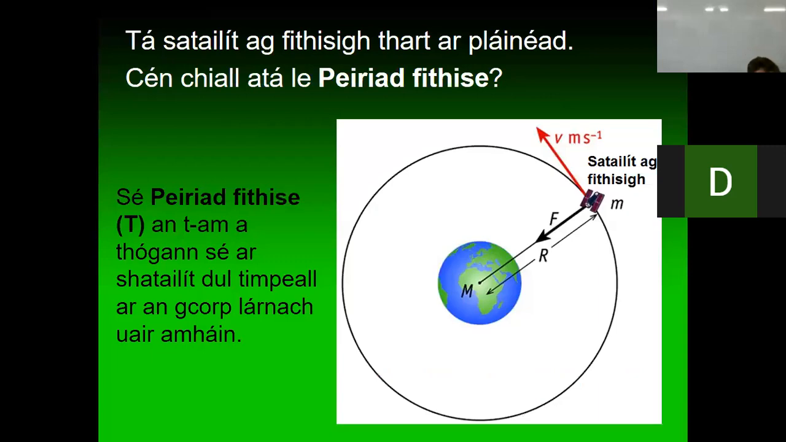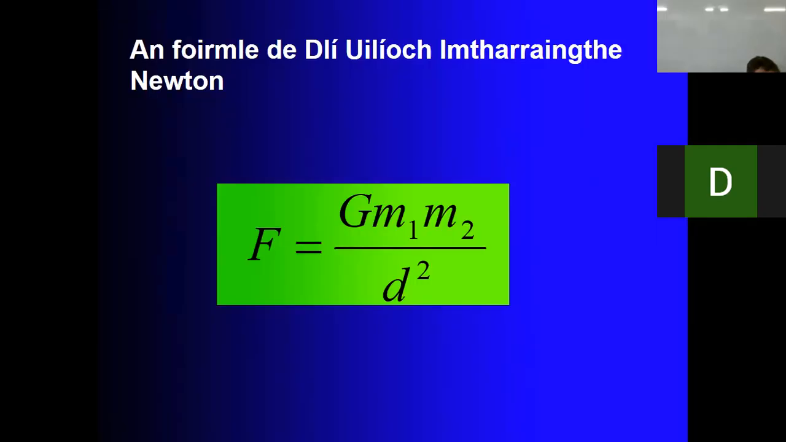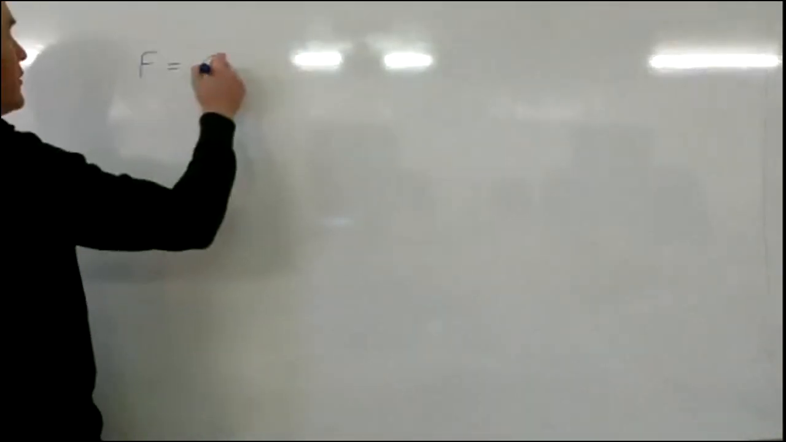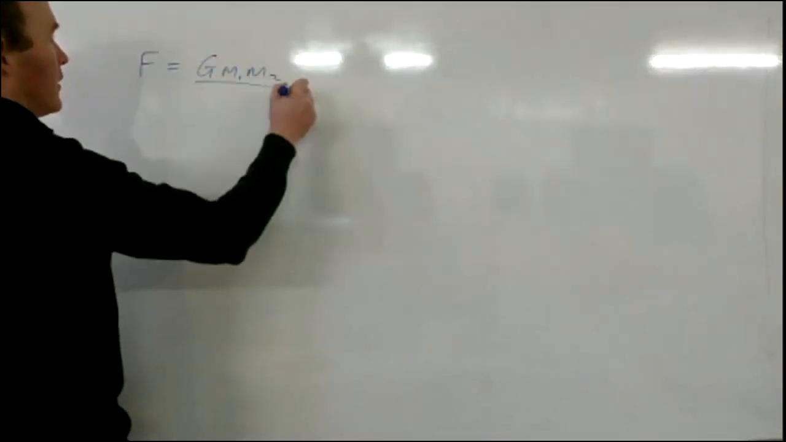So it is working to say that the testing force is the centripetal force. So F equals G M1 M2 over d squared. Okay.